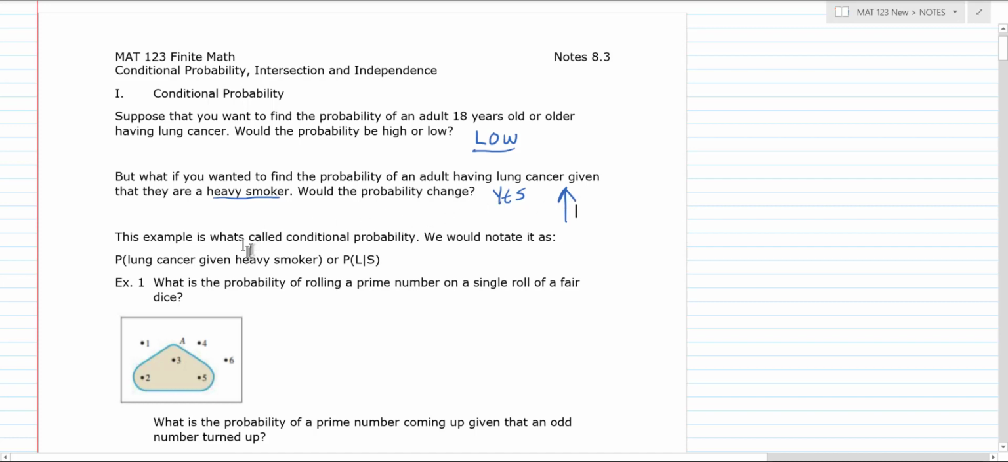Okay, so this example is what we call conditional probability. We notate it like this. This would be the probability of getting lung cancer given that you're a heavy smoker. So L is lung cancer, the bar means given, and then that would be given they're a smoker. So you write that conditional probability like that.